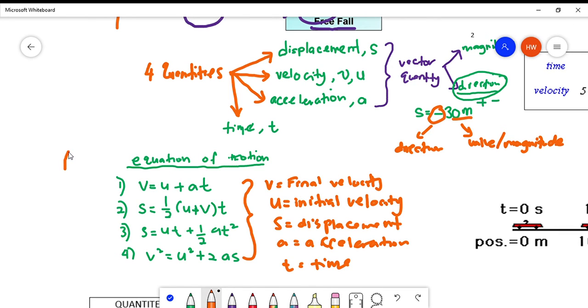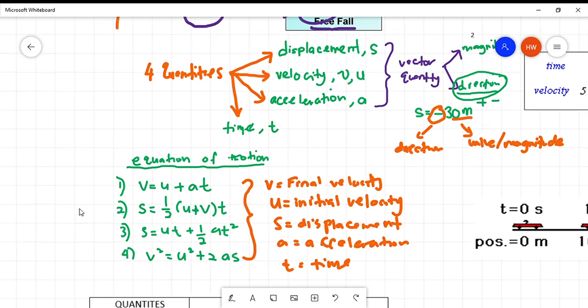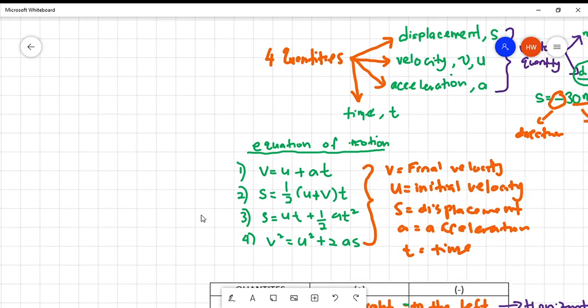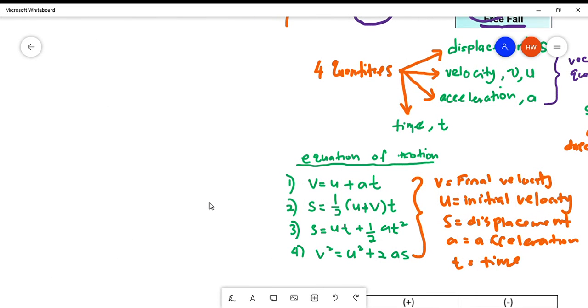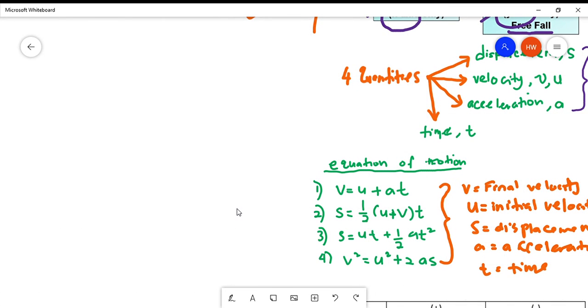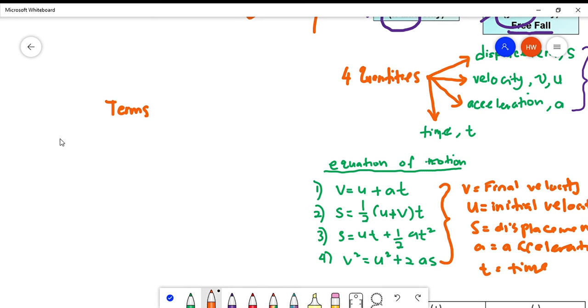Before we proceed to the equation, I would like to introduce to you some terms that we might encounter when we solve the problem. Mungkin terms ni ada yang baru, ada yang mungkin dah biasalah. Okay, tapi tak apa. So I just need to show you the terms that we might find. Okay, first term. Ayat pertama dalam soalan adalah at rest. Okay, awak mungkin encounter the word at rest.